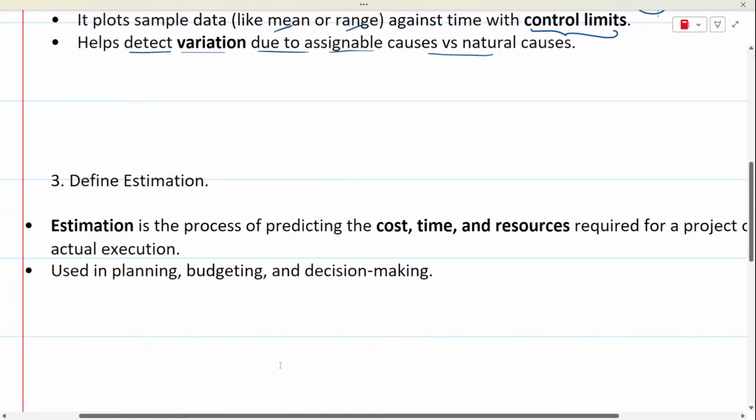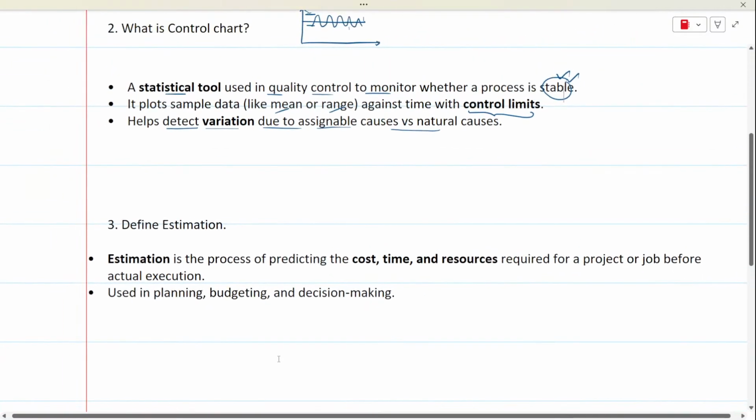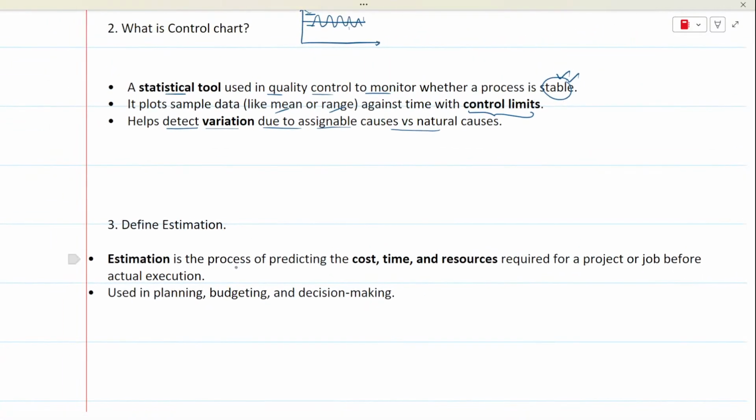Moving to next question, define estimation. Estimation is the process of predicting the cost, time, and resources required for the project or the job before the actual execution. It is used in planning, budgeting, and decision making. Estimation is the preliminary step which helps us to ease the decision making process.